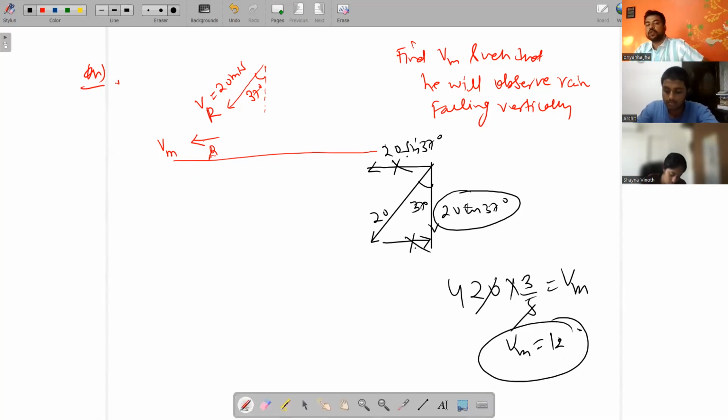And if you have to find, suppose, the velocity of rain falling down vertically with respect to man, so this will be the velocity of rain with respect to man. That is 20 into 4 by 5. So man will observe rain is falling down vertically with the speed 16 meter per second, but the actual speed of the rain was 20.